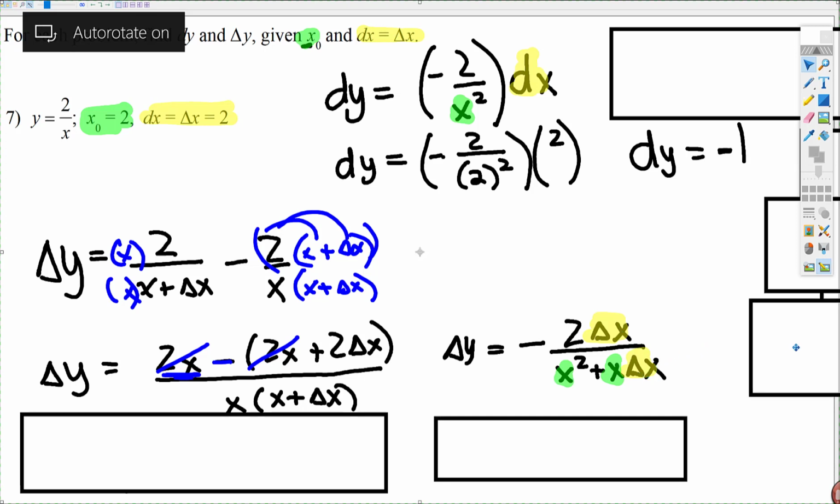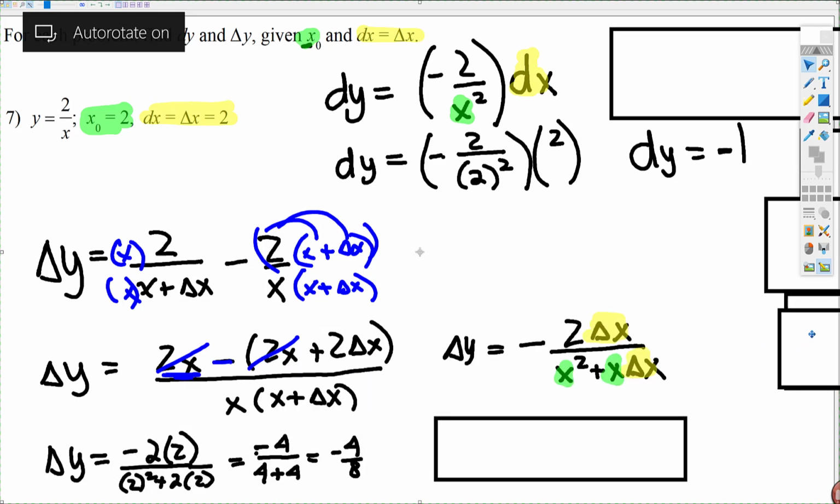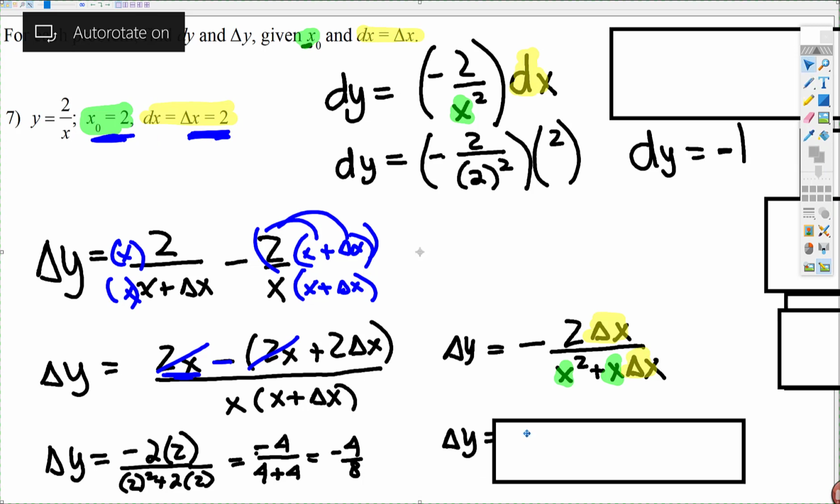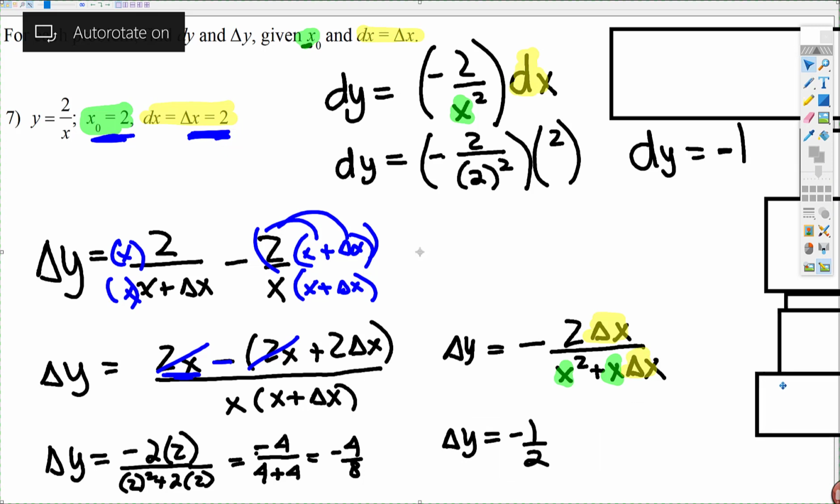And now you're going to substitute the delta x and the x values in. So that's what I'll do down here. So where the delta x is, I'm going to put a 2, and where the x is, I'm going to put a 2. Because that's what it tells us right here. I'm not randomly doing that. It tells us what the x and delta x are. And then I simplify, and we get negative 4 over 8. So delta y is equal to negative 1/2.